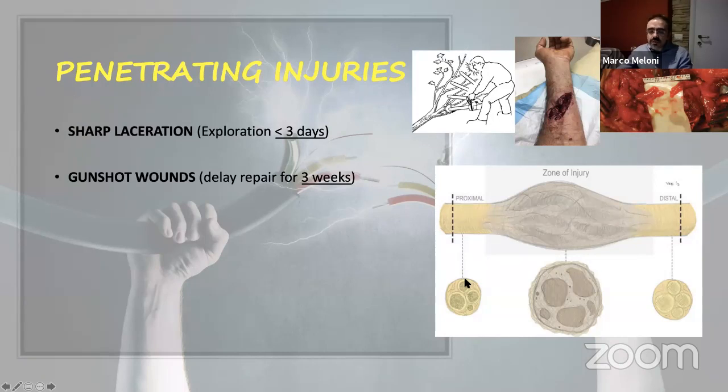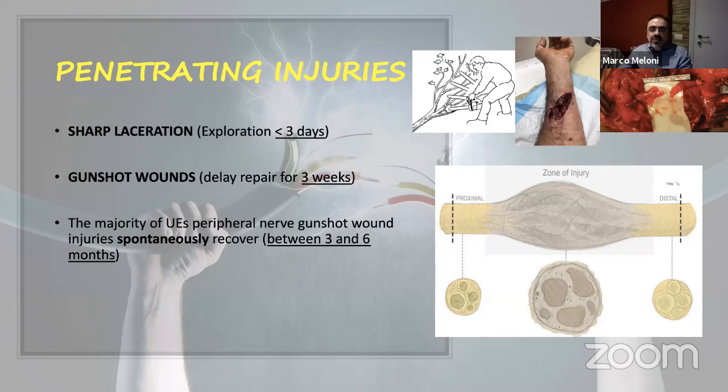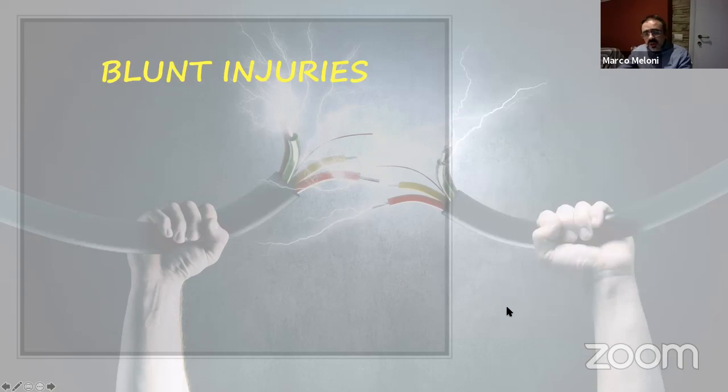In fact, we can see here two sections, proximal distal, that are very well done with normal architecture, fascicle of the epineurium. Here there is a totally loss of the architecture. But we need to wait 3 weeks, because sometimes the nerve is able anyway to recreate its connection. So after 3 weeks, we perform a new exam, clinical and electrodiagnostic, and we see if there is a reinnervation. We need, in fact, to remember that the majority of upper extremities gunshot injuries spontaneously recover between 3 and 6 months.